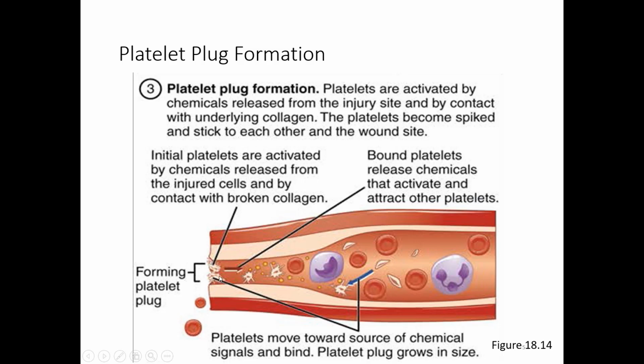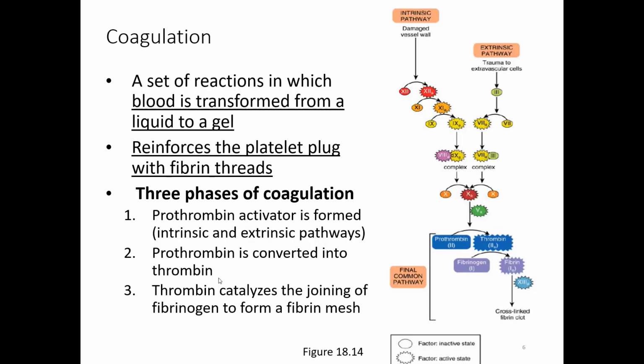That plug, in case it was a tiny blood vessel, a capillary or a small arteriole, usually is enough to stop bleeding. But in most cases, it's not enough, and then the next step, coagulation, is required. Coagulation is a set of reactions in which blood is transformed from a liquid to a gel. That gel cannot go out, so that stops bleeding. And that gel reinforces the platelet plug with fibrin threads. So fibrin threads form a net, and that stops bleeding.